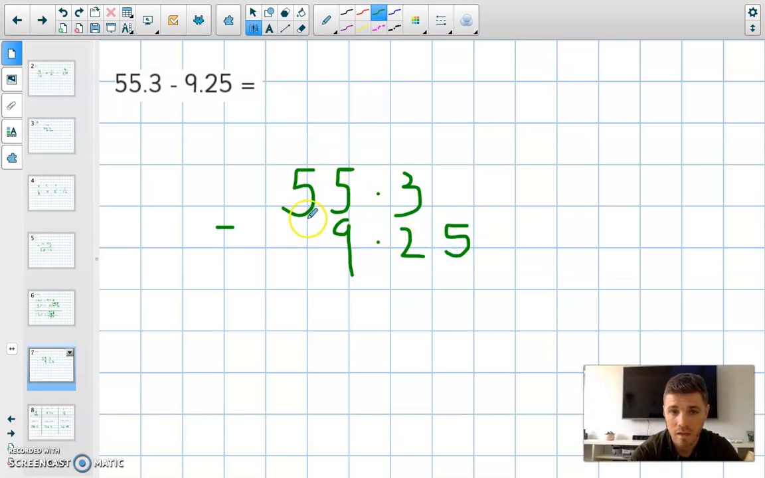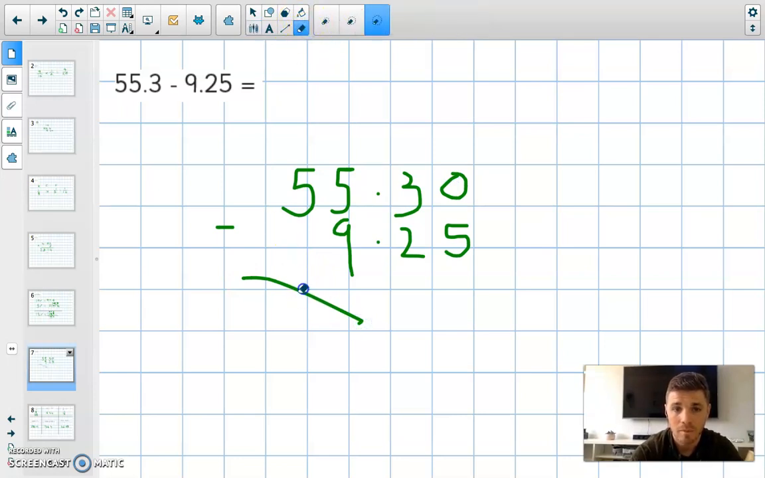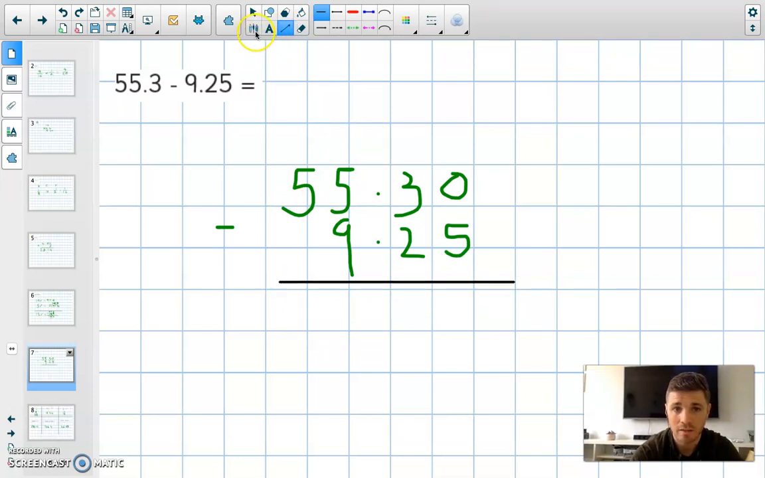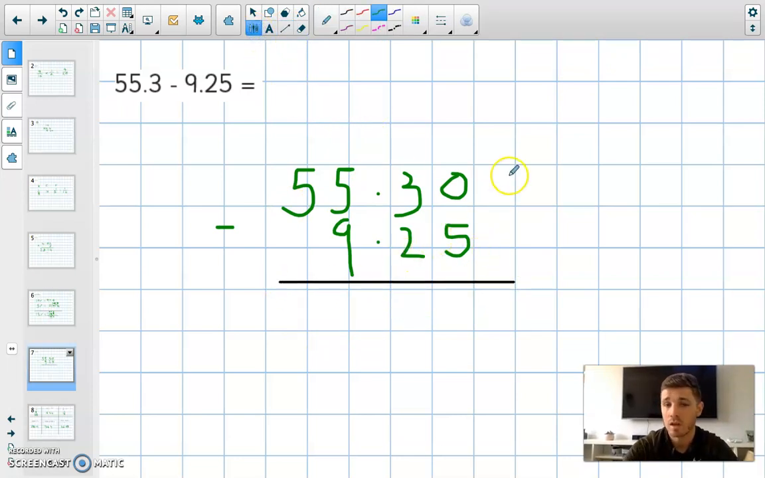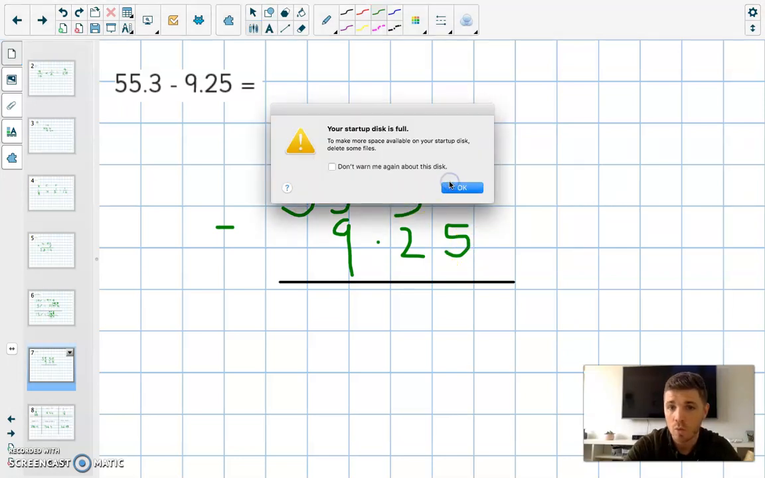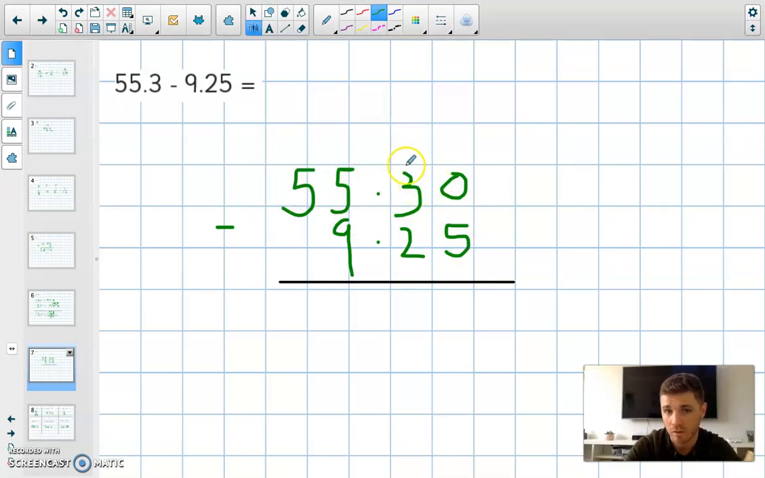Now, as you can see, with this top number here, 55.3, we need to put a placeholder in. And also you need to remember, and a lot of you forget to do this, that when you subtract numbers, it's top take away the bottom, and if the top digit is smaller than the bottom digit, then we need to borrow from next door. Now, we might also call that exchanging.